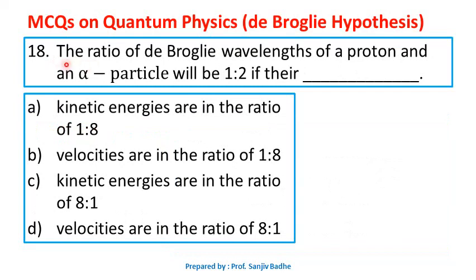Next one, the ratio of de Broglie wavelengths of proton and an alpha particle will be 1:2 if their, the options are: kinetic energies are in the ratio of 1:8, velocities are in the ratio of 1:8, kinetic energies are in the ratio of 8:1 and velocities are in the ratio of 8:1. So which is the correct option? Ratio of de Broglie wavelengths of proton and alpha particle should be 1:2.